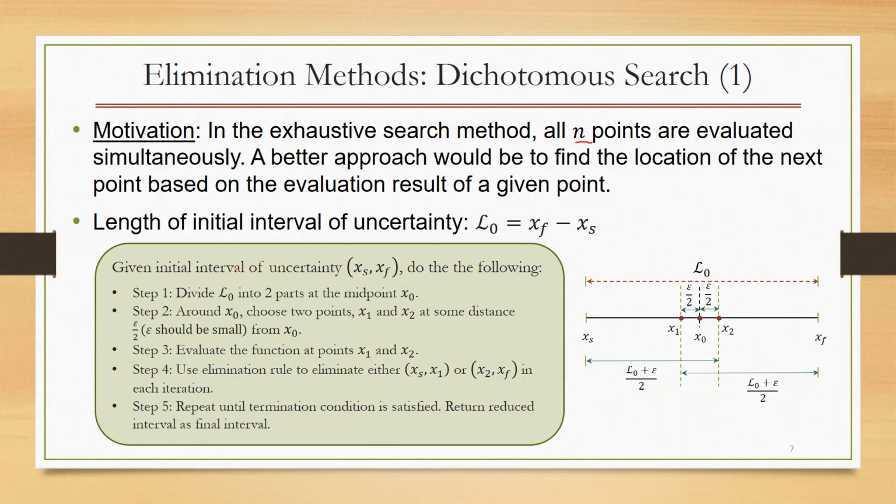So in the dichotomous search, if we are given an interval xs and xf, the length of the interval of uncertainty initially would be L0, as shown here. In simple words, it tries to reduce or eliminate the interval of uncertainty by almost half in every iteration. And when I say almost half, it's not exactly half. It depends on how small or how big the value epsilon is chosen to be.